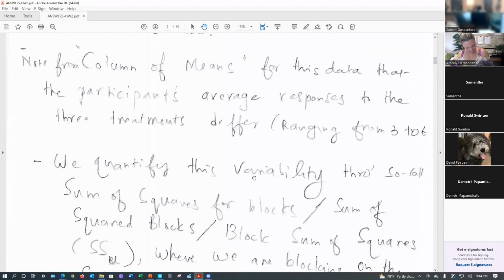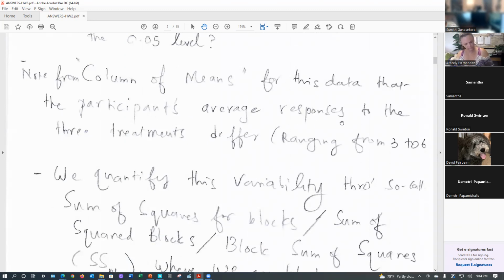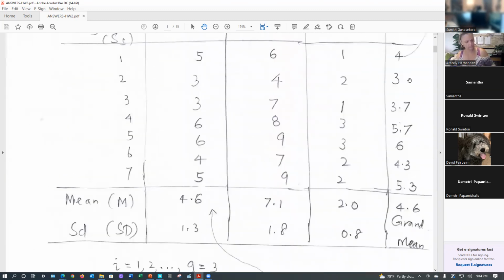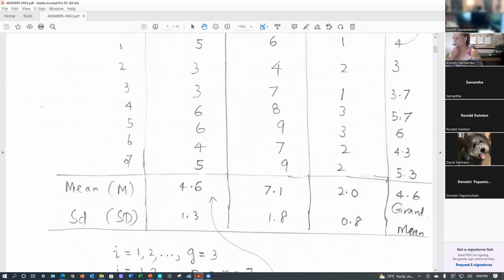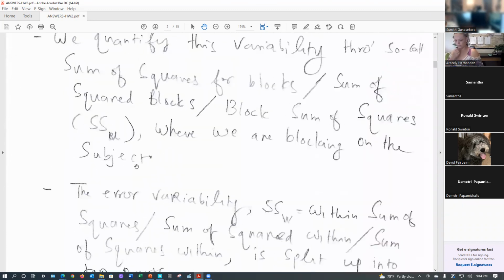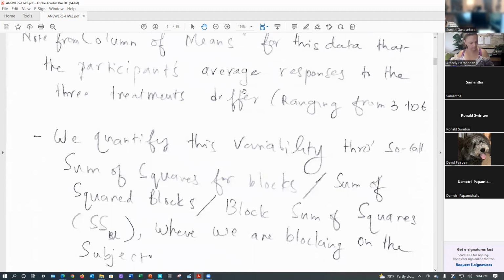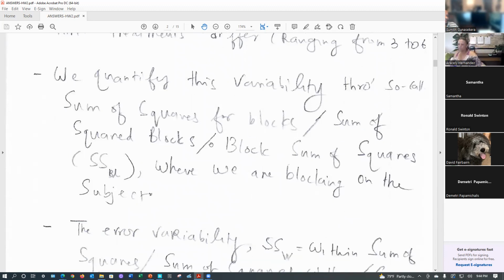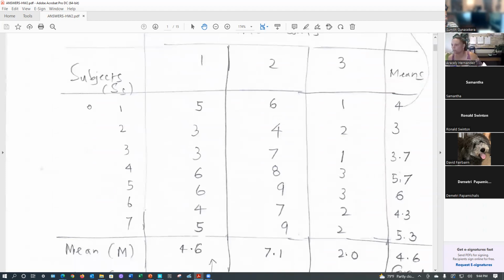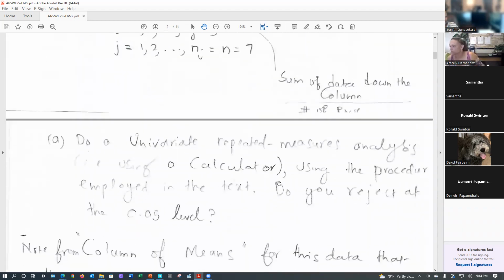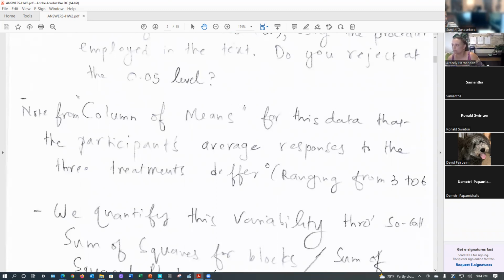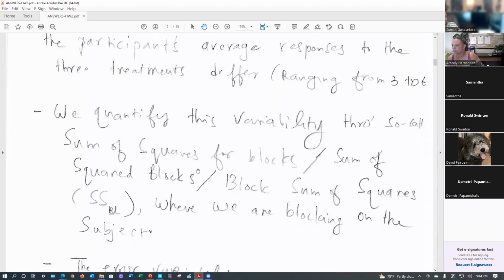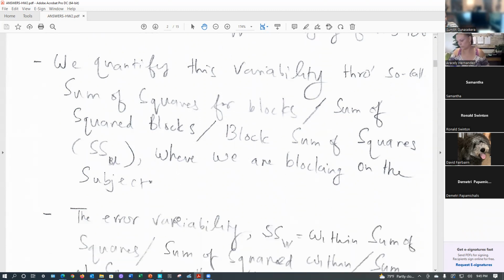Because of that, this data shows the participant average responses to the 3 treatments differ, ranging from 3 to 6. Not significantly, but 3 to 6. That difference, this variability, can be quantified through the so-called sum of squares for blocks, because they've been blocked. So the participant average is 1. Quantify this variability through the sum of squares for blocks, block sum of squares, SSBL, where we are blocking on the subject.